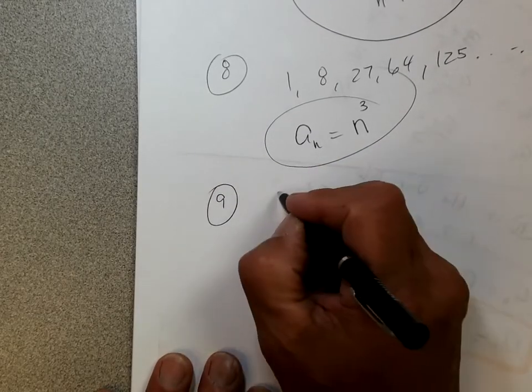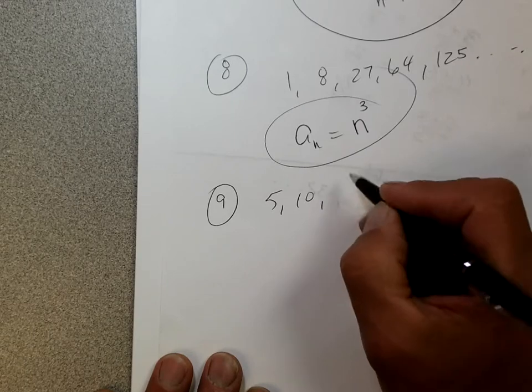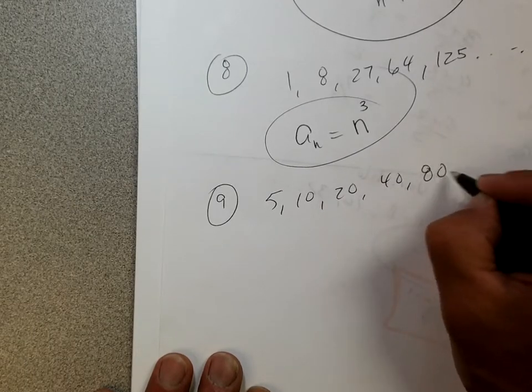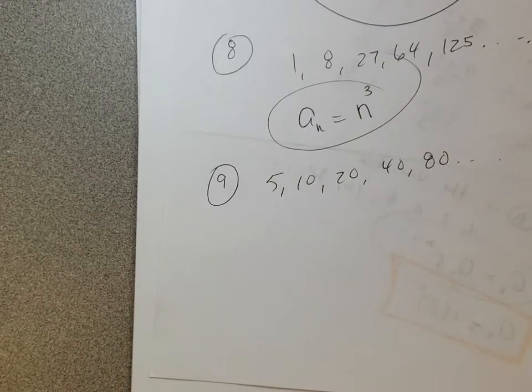Number 9. Okay, what kind of sequence is that? Arithmetic, geometric, or neither? Neither. Actually, no. Yes. Times 2. So it's geometric. Yes, it's times 2.